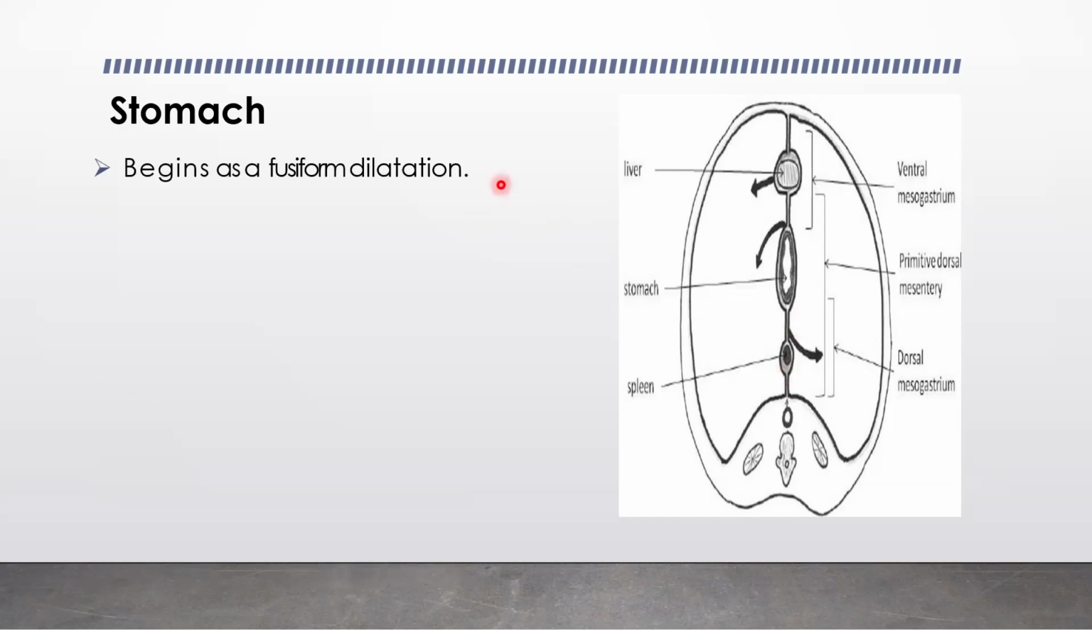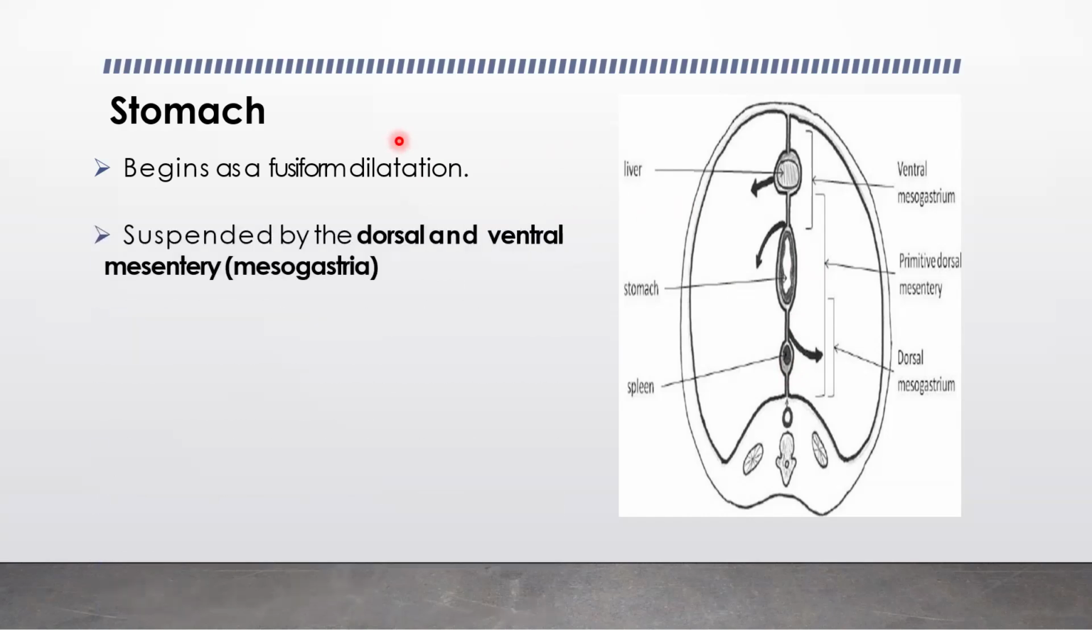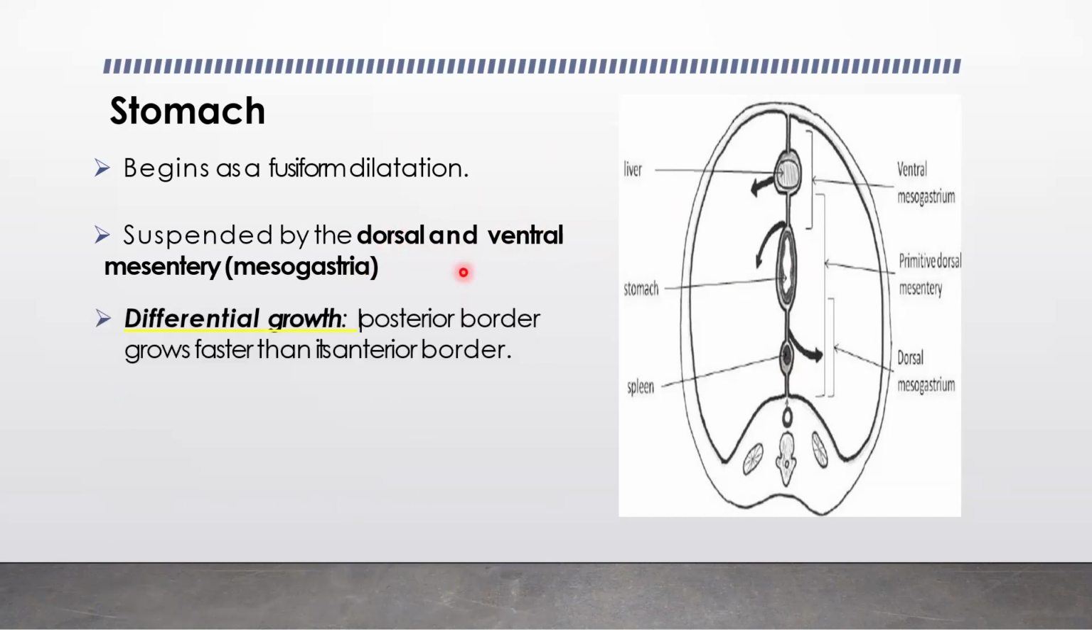So how do you remember this? Now you have this tube in the mesentery. The tube in the mesentery, to be specific the one that will form the stomach, will undergo fusiform dilatation. So it will expand. You know how a fusiform shape looks, but we'll see that in a slide. It will be suspended anteriorly and posteriorly by the dorsal and ventral mesogastrium, or the mesentery.